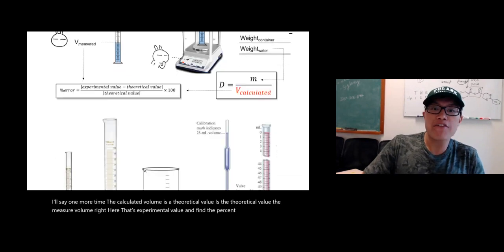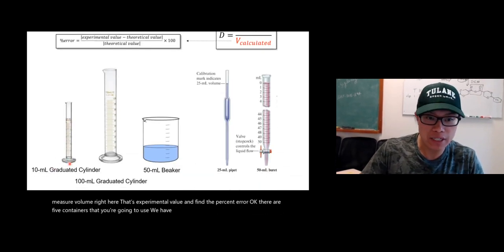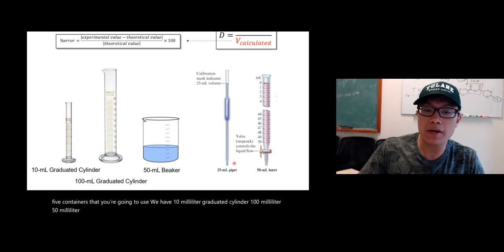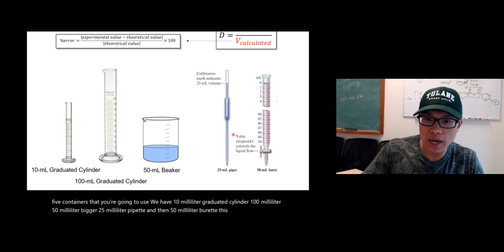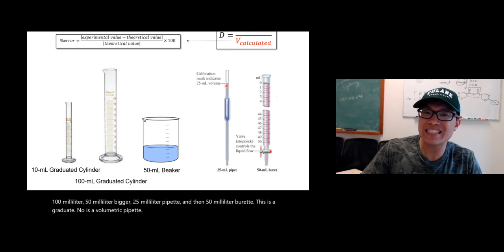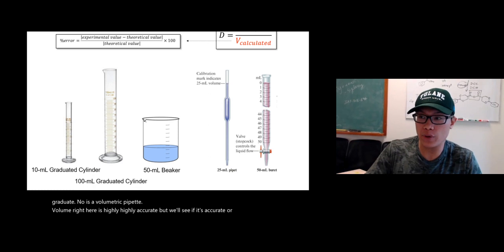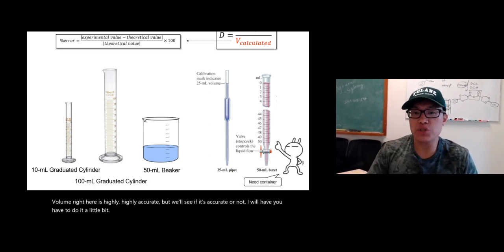Okay. There are 5 containers that you're gonna use. We have a 10 milliliter graduated cylinder, 100 milliliter, 50 milliliter beaker, 25 milliliter pipette, and then 50 milliliter burette. This is a volumetric pipette. The volume right here is highly accurate, but we'll see if it's accurate or not. There's some detail that you need to know.